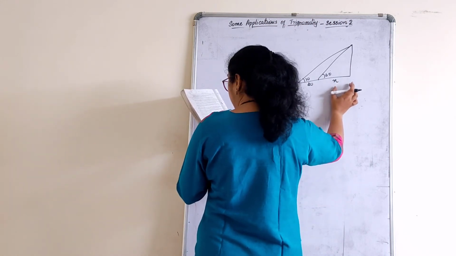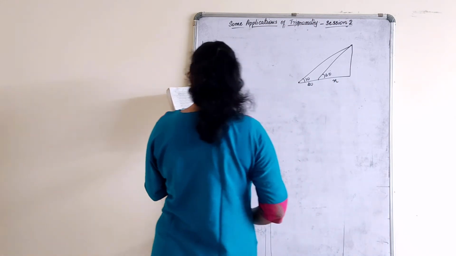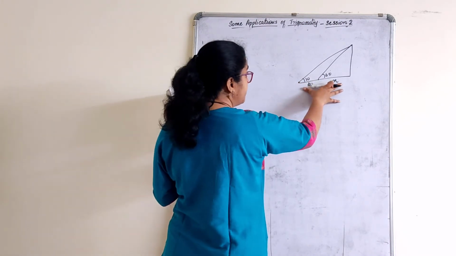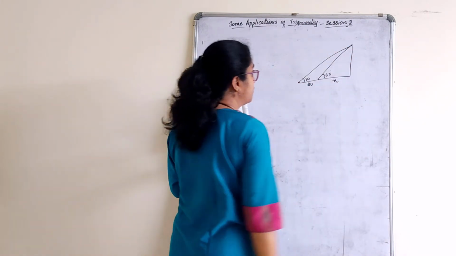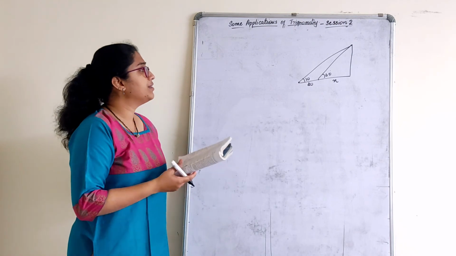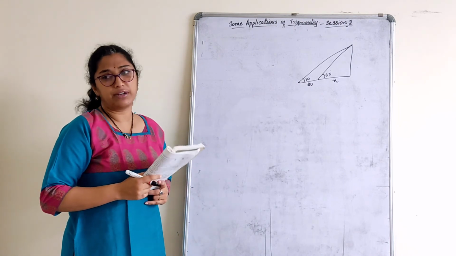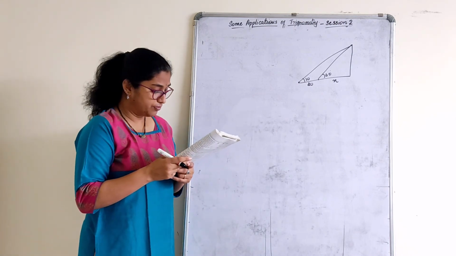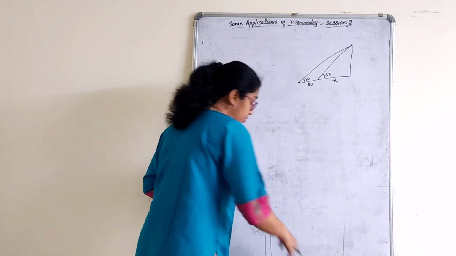Now we have to find the height of the tower and the width of the canal. Of course, find the width of the canal and the height of the tower. You can find it with respect to the whole triangle and part triangle, what you can make and do it. The next one, 12th one.